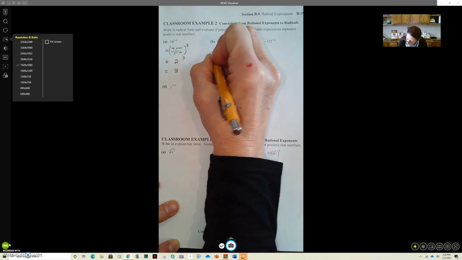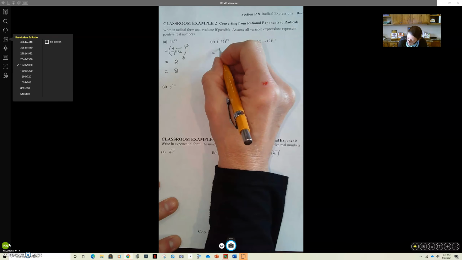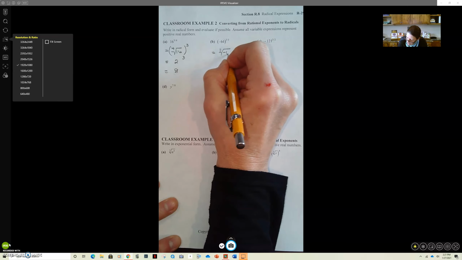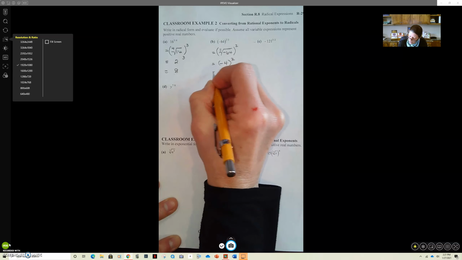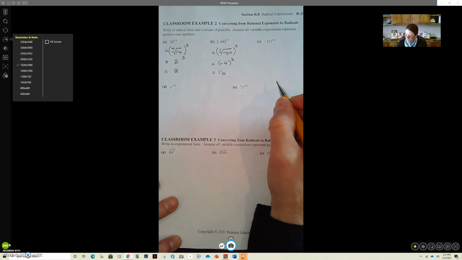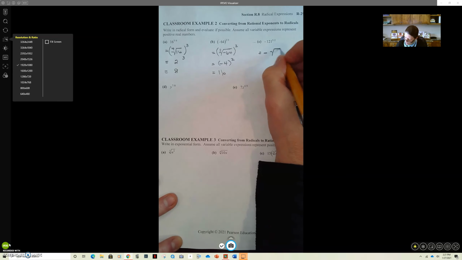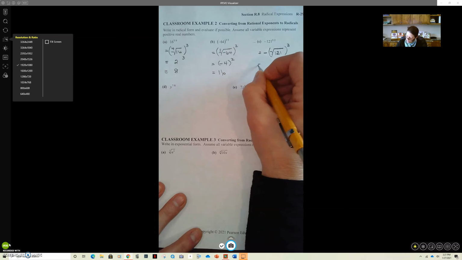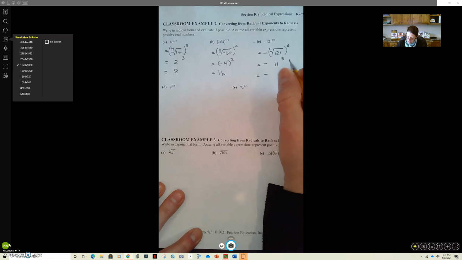In part B, we've got the quantity negative 64 to the 2/3 power. This is asking for the cube root of negative 64 squared. That's negative 4 squared, or 16. Part C, this is the negative of the square root of 121 raised to the third power. It's the negative of 11 to the third power, which is negative 1331 as we evaluate that.